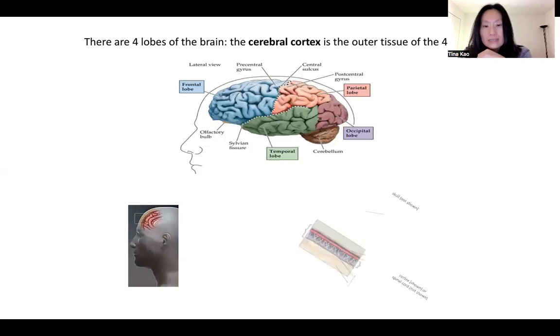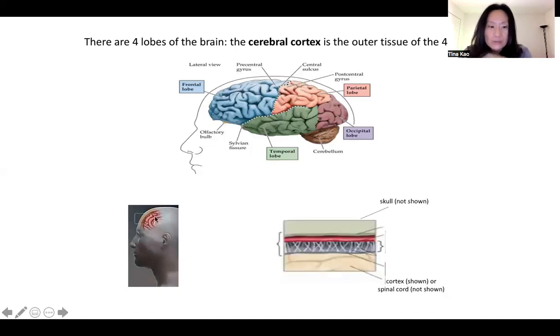This is how protected our brain is. We have this cerebral spinal fluid and the skull. The cerebral spinal fluid here has these very tough layers of membranes known as the pia, the dura, and the arachnoid membrane. And in here is the cerebral spinal fluid, which overlies the entire brain.